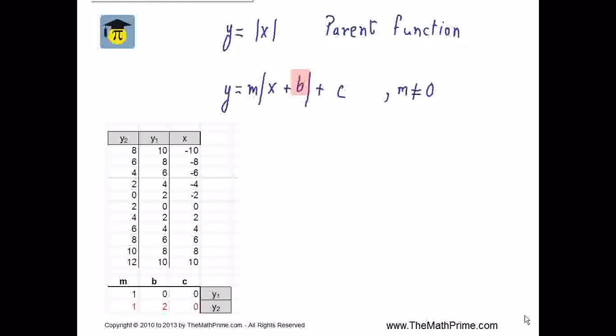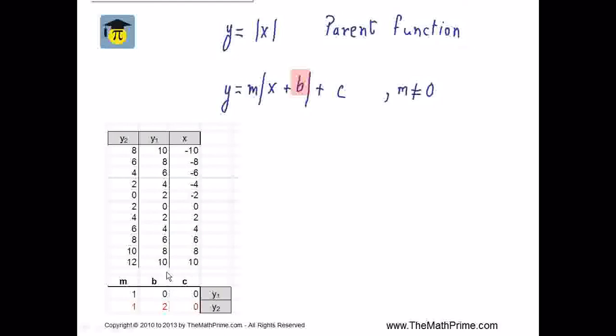Okay, in the first two modules we talked about the parent function of the absolute value function and the generalized form of the absolute value function, but we discussed only changing the values of c. In this module, we'll take a look at changing the value of b.